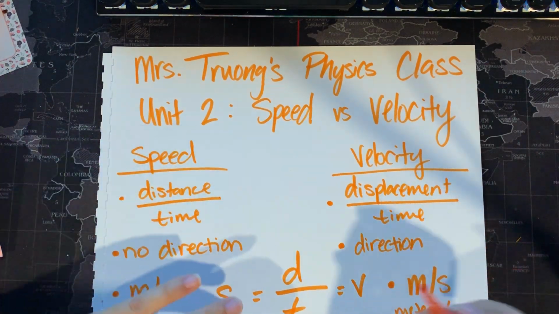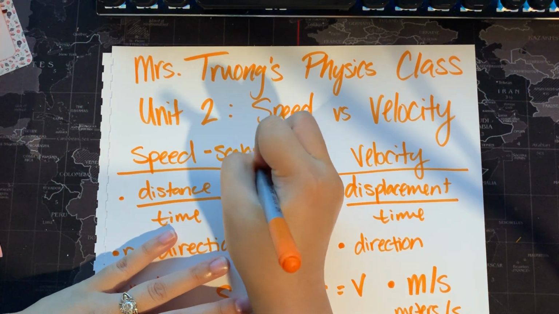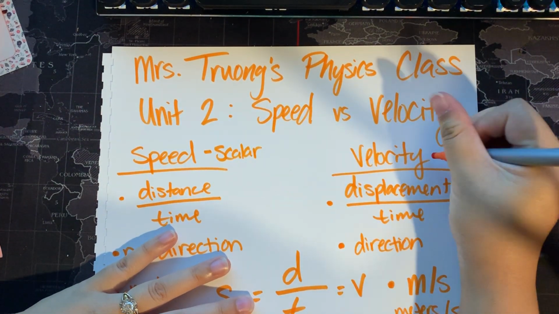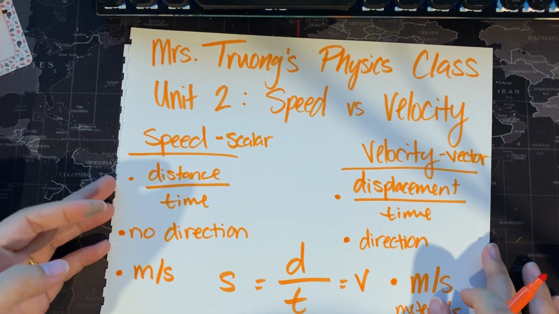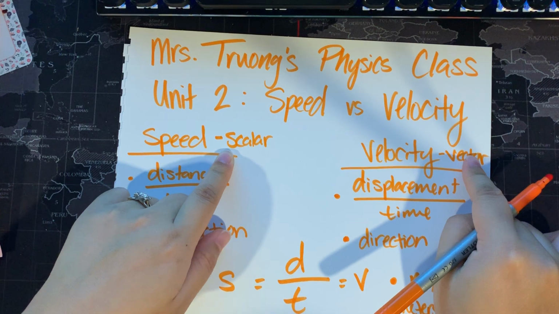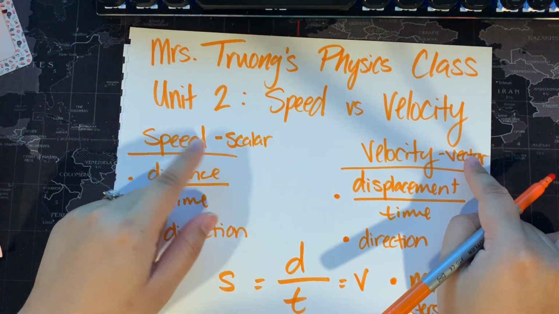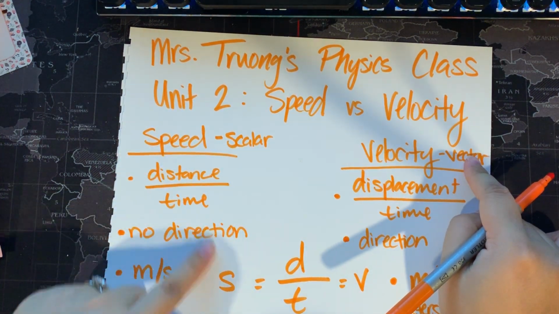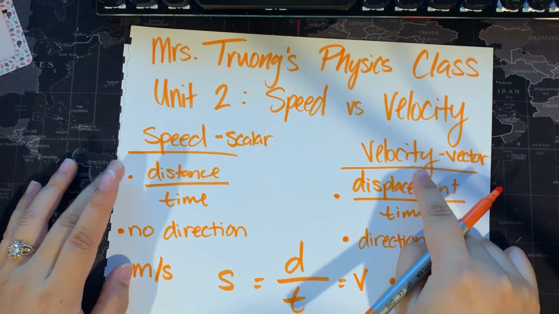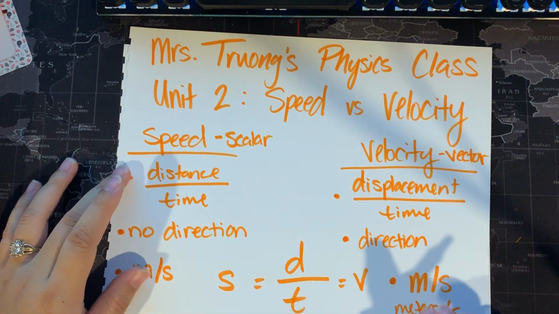Oh, here. Another thing. So speed, we learned from the last one, is going to be scalar. Velocity, vector. So you notice S and S, V and V. Scalar means that it has a measurement, but it has no direction. Exactly what we have here. Speed has a measurement, but no direction. Velocity is a vector. You have a measurement with a definite direction.